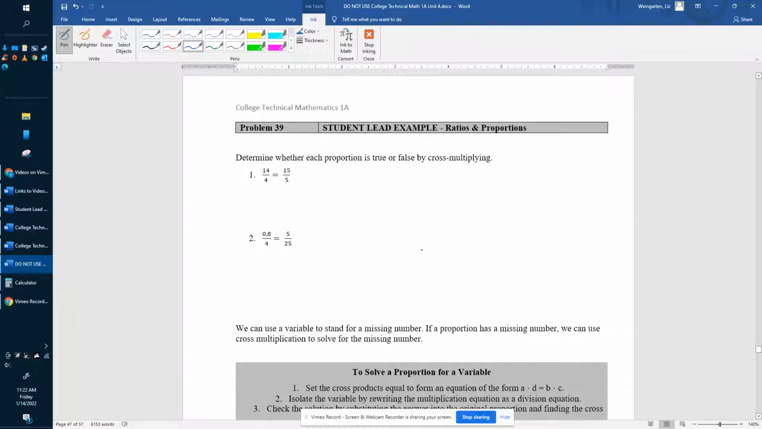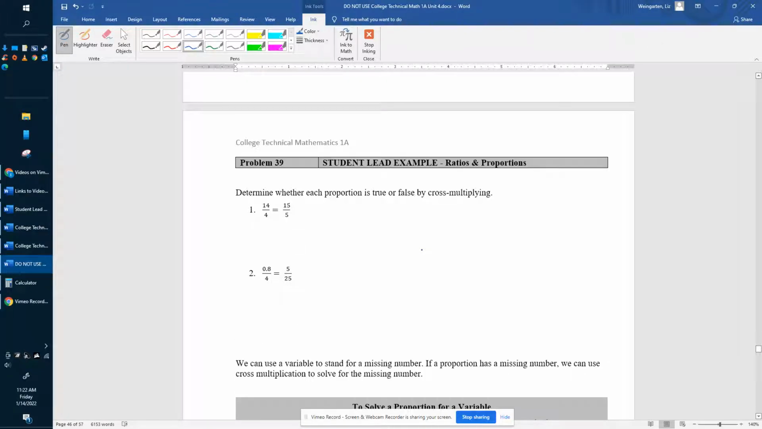We have problem 39 for you to work on your own, so go ahead, pause the video, and see if these proportions are true or false by cross-multiplying.